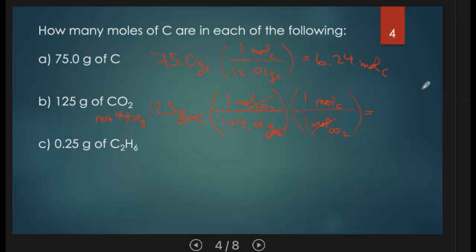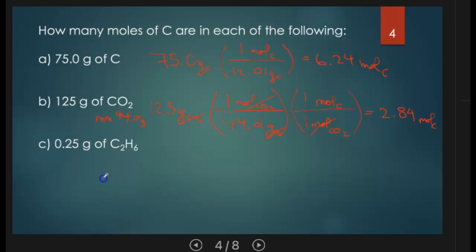So 125 divided by 44.01 will give us 2.84. And again, we get 3 sig figs. That'll be moles of carbon.